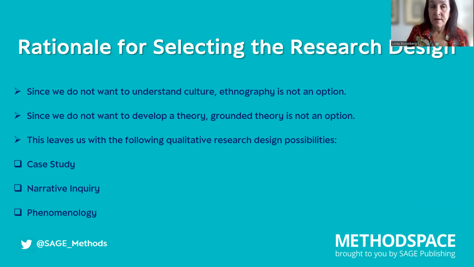Now, if we keep this example in mind, let's look at the rationale for selecting an appropriate research design. First, since we are not wanting to understand a culture, we would not likely choose ethnography as a research design. That would not be a feasible option. We also would not choose grounded theory because we're not looking to develop a theory around this problem. So the 3 options that we have for design possibilities could be case study, narrative inquiry, and phenomenology.